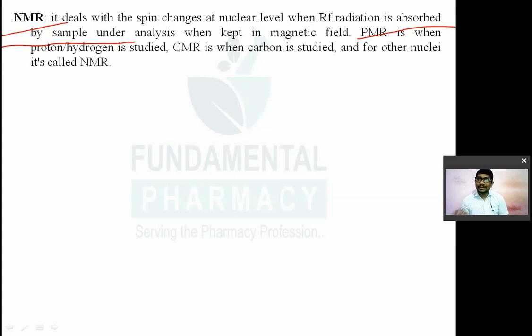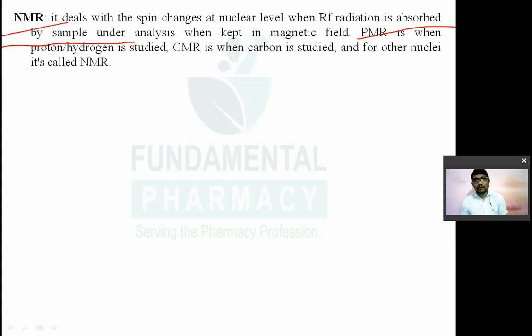Now at that time, when radio frequency waves are passed through the sample, the energy of the radio frequency is absorbed by the compound, and there is a change in spin state. So if your compound is aligned with the magnetic field, its spin state will change and it will oppose, and if originally it is opposing the field then it will align. So there is a change in the spin state of nuclei upon absorption of radio frequency radiation. Now that is studied in the NMR.